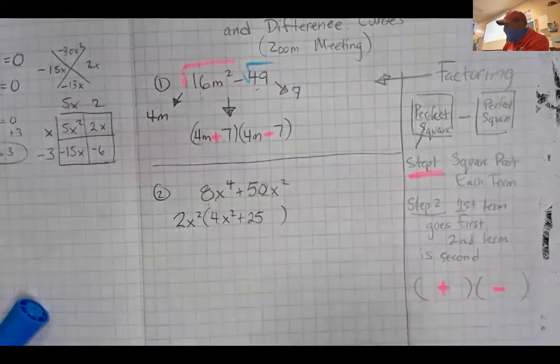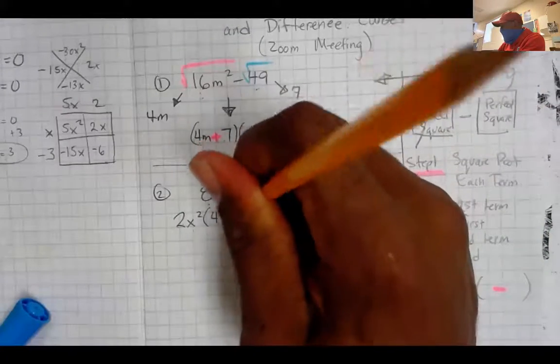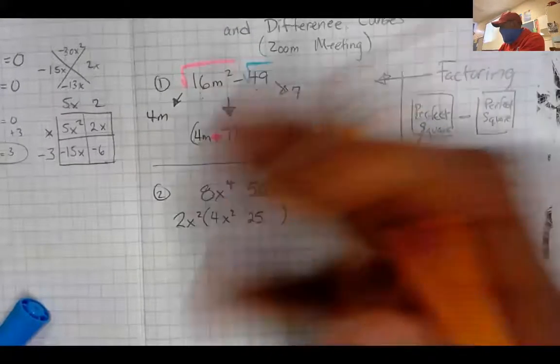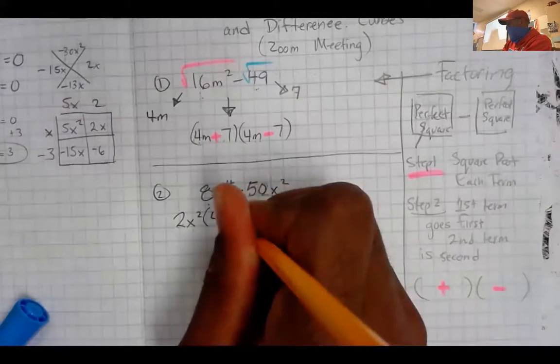I apologize, I made one more mistake, my bad. What sign does this have to be in order for this to work? It has to be a negative. So that has to be minus.